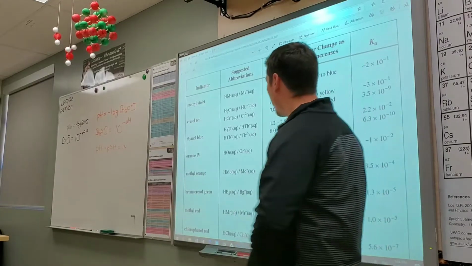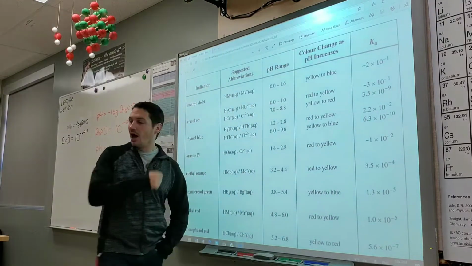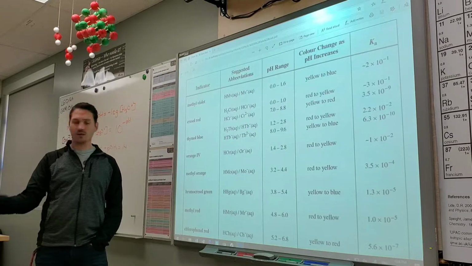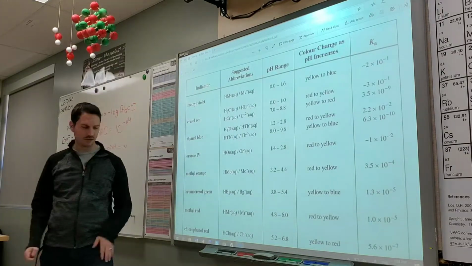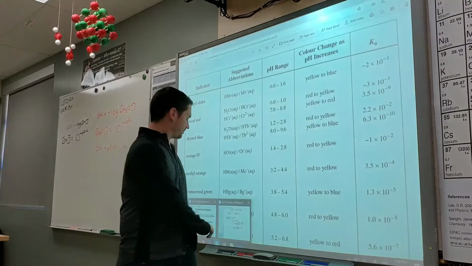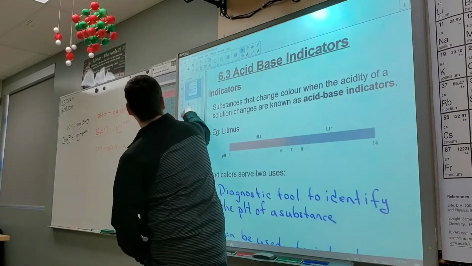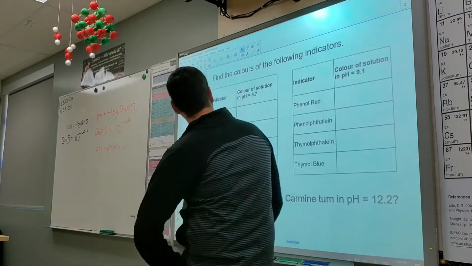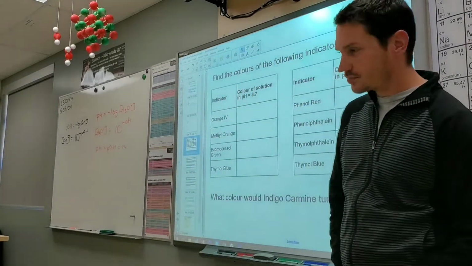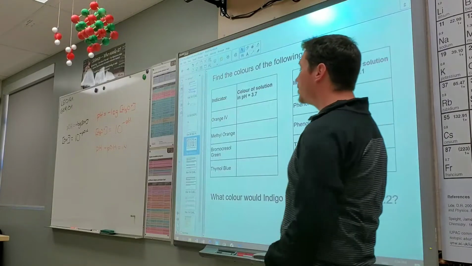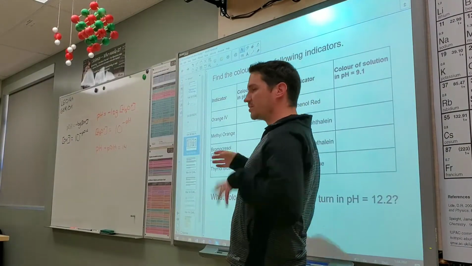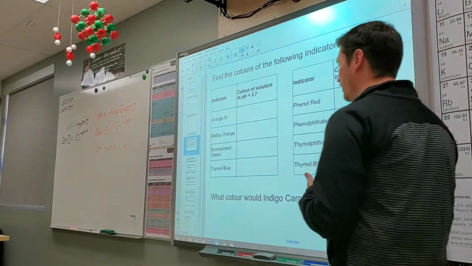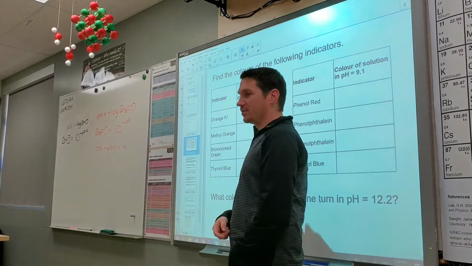So what I want us to think about is, I put it in the notes. If you don't want to look at your data booklet, I put both halves of the table in your notes. So both halves of your table are in here. Let's go ahead and answer some questions. I'm going to do a couple of examples with you, and then I'm going to get you to do some examples by yourselves.